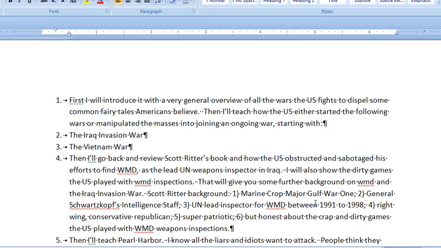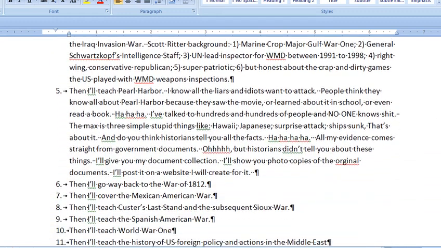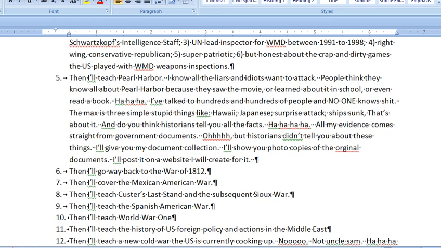He's a right-wing conservative Republican, super patriotic guy, but you know what's different about most people? He's honest about the crap and dirty games the U.S. played with WMD weapons inspections. Right? He's not blindly beat my chest, make myself feel good, patriotic, which a lot of people are. Right? They don't care about what's true, what's just, what's right before God. They care about me feel good.